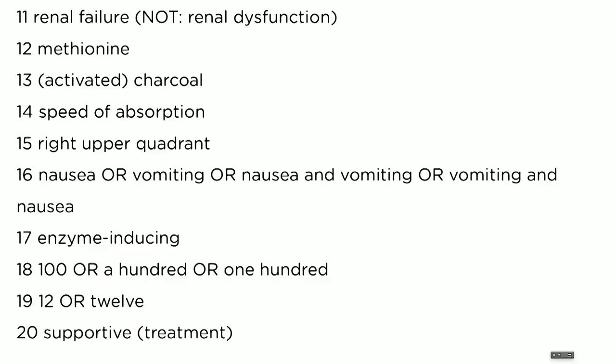18, 100 or one hundred. 19, 12 or twelve, written as a number or as a word. And number 20, last one, was supportive or supportive treatment. Cool bananas. Please put your score into the comments below out of 20. How did you go? And are you happy with your score? Do you think you perhaps require a little bit more practice at this?